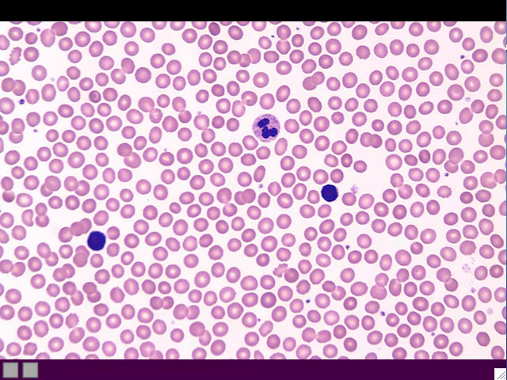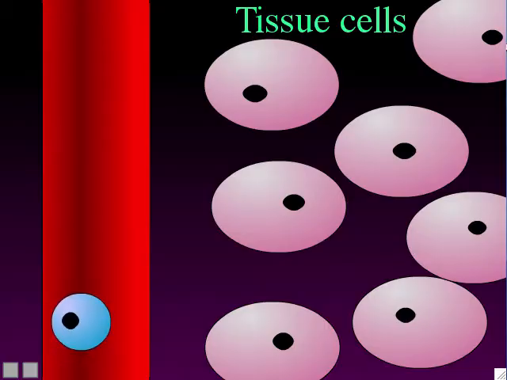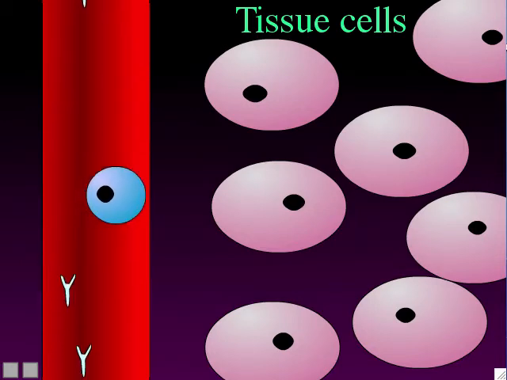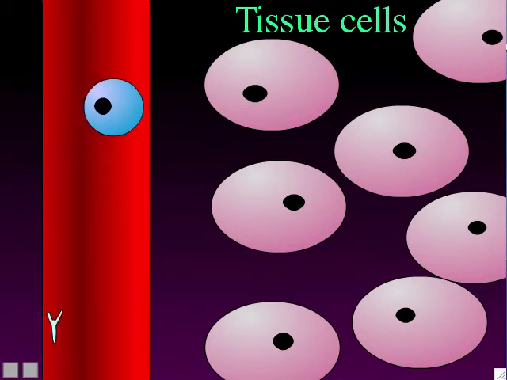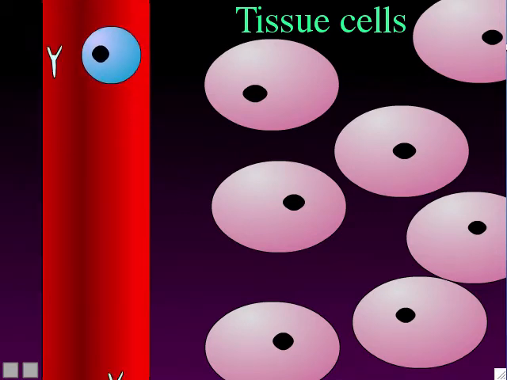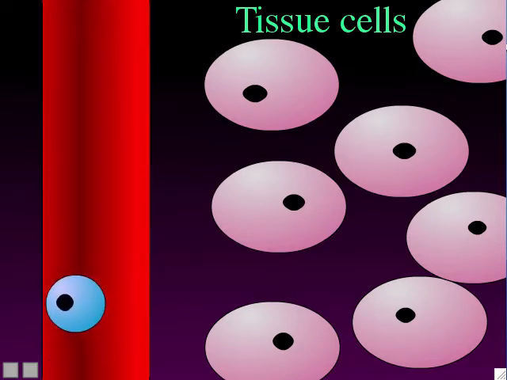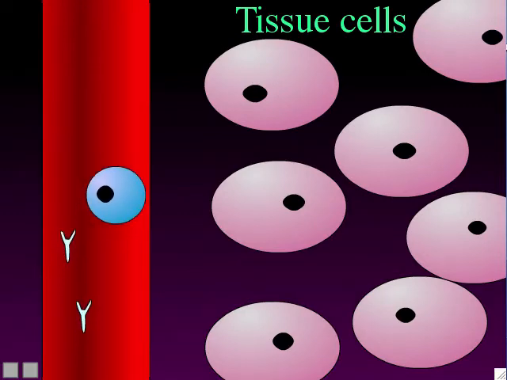Let me click on a different view here. There's a blood vessel, and here you see a white blood cell going through it. But those Y-shaped proteins you see also going through the blood there are called antibodies. Antibodies are made by some of the white blood cells, and the antibodies move through your body fluids, including your blood. And how these antibodies protect you from pathogens is this.